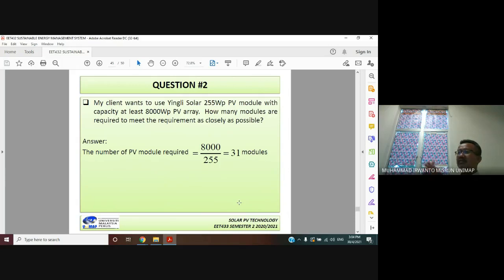So just power. The number of PV modules roughly can be calculated by the total power divided by the capacity of one PV module. So 8,000 divided by 255 is equal to 31 PV modules.